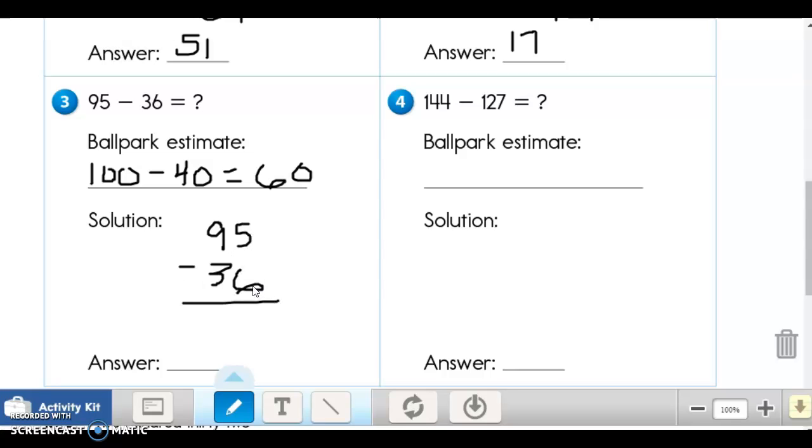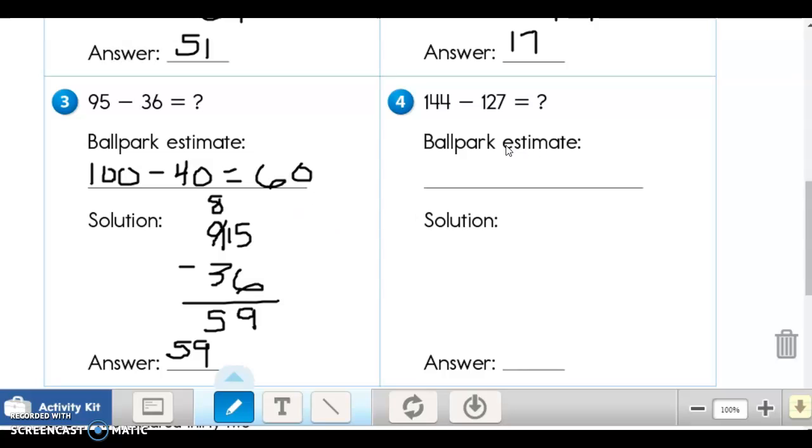5 minus 6. Is it more on top or more on the floor? More on the floor. Gotta go next door. That 9, I'm going to borrow a 10, becomes an 8. I take that 10 plus the 5 ones, that is 15. 15 minus 6 is 9. 8 minus 3, more on top. No need to stop. 5. Is 59, my actual exact answer, close to my estimate of 60? Yeah, real close. Good job.